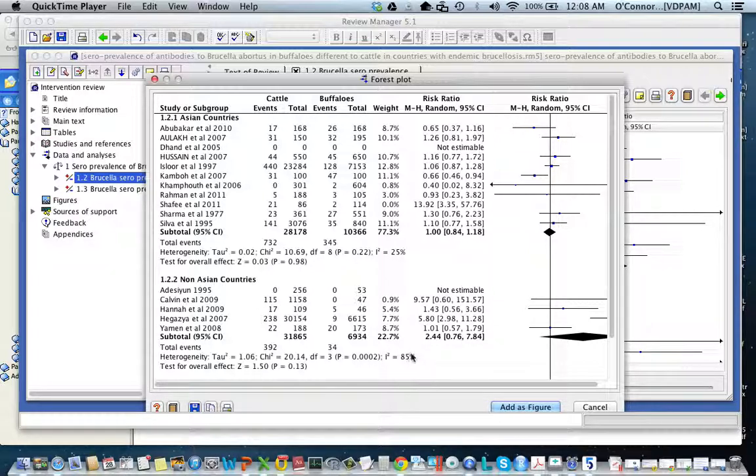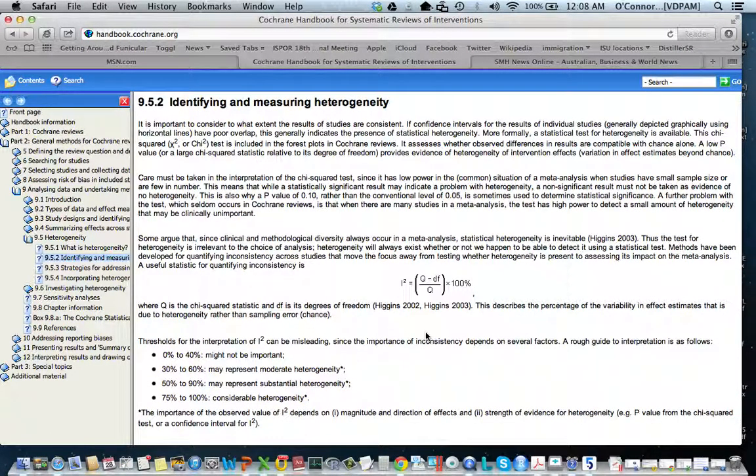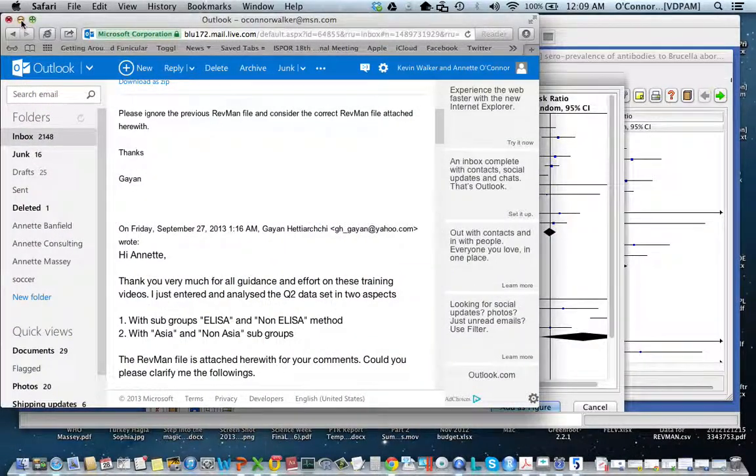Not a surprise here, we've got an I squared of 85. Remember that the I squared is a measure of the percentage of variability in the effect that's due to heterogeneity rather than sampling error. And these very rough guides here suggest that this 85 is considerable heterogeneity.